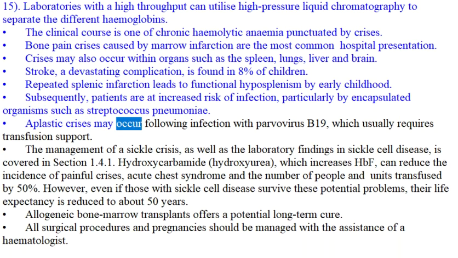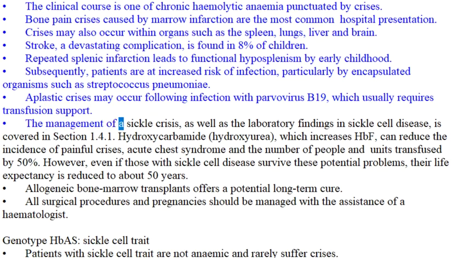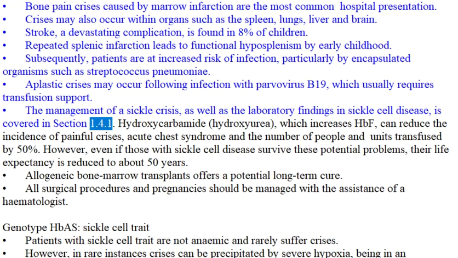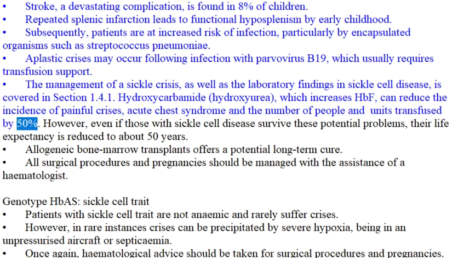Aplastic crises may occur following infection with parvovirus B19, which usually requires transfusion support. The management of a sickle crisis, as well as the laboratory findings in sickle cell disease, is covered in section 1.4.1. Hydroxycarbamide, hydroxyurea, which increases HbF, can reduce the incidence of painful crises, acute chest syndrome, and the number of people and units transfused by 50%.